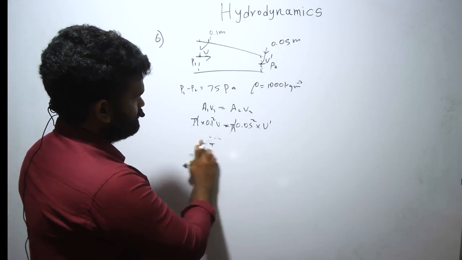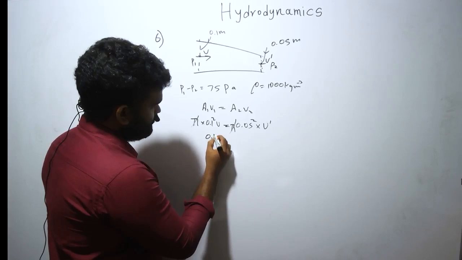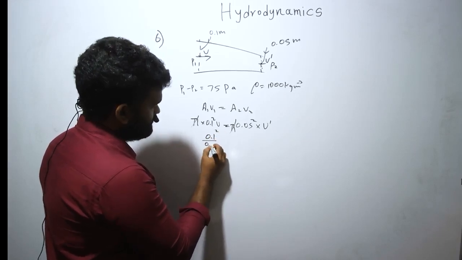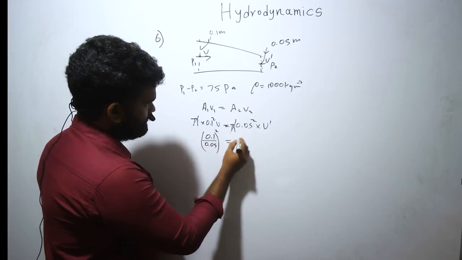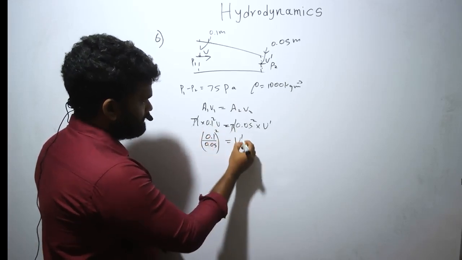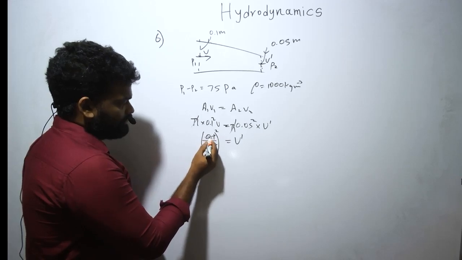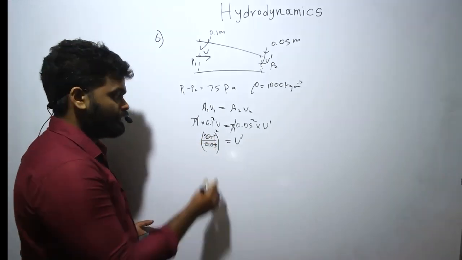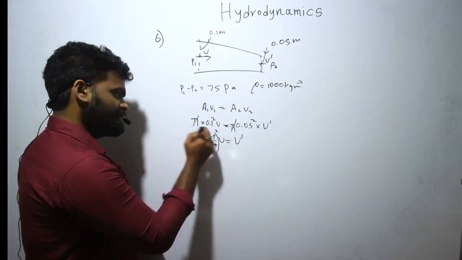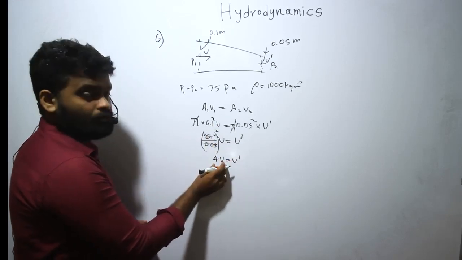Sorry, not V over 4. Here it is, let's calculate that. 0.1 squared divided by 0.05. You can put the power commonly. You cross multiply, then V dash. When you divide this, 0.1 means there are two 0.05s to 0.1. 2 squared is 4. So V dash is 4V.